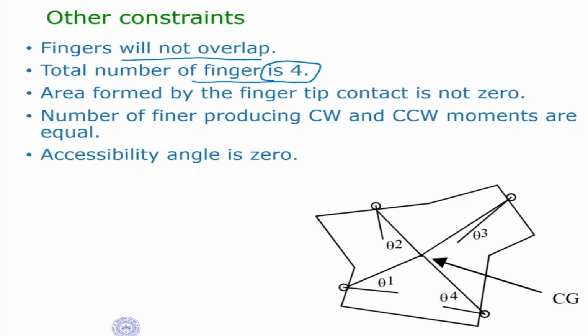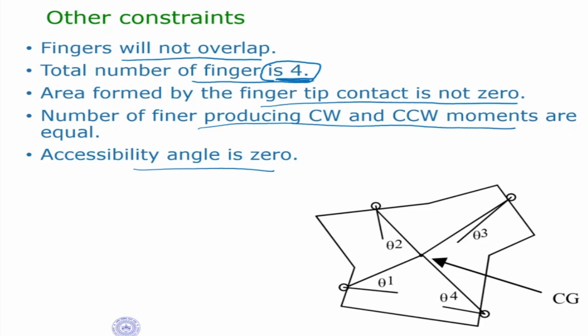We'll just come to the other problem where we have multiple mobile robots. In that case, we also have to optimize the number of robots. In this particular case, we are simply saying that we have 4 fingers, and so the number is fixed. The area found by the fingertip contact is non-zero, and the number of fingers producing clockwise and anti-clockwise moments are equal, and accessibility angle is 0.